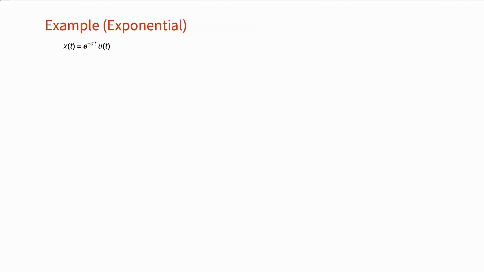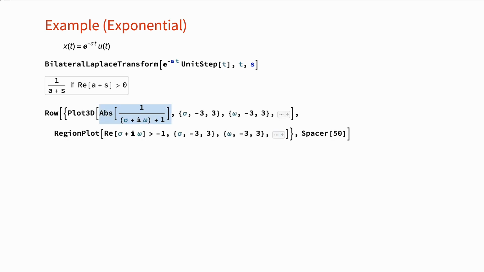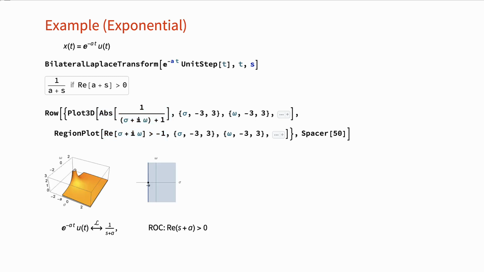For our second example, let's find the Laplace transform and its region of convergence for the signal x of t defined as the exponential function shown here. Using the Wolfram Language, we can simply use the function BilateralLaplaceTransform to find the Laplace transform and the region of convergence. We can also plot the magnitude of the transform and the region of convergence for a equal to 1. We get the Laplace transform pair and the region of convergence as presented here.